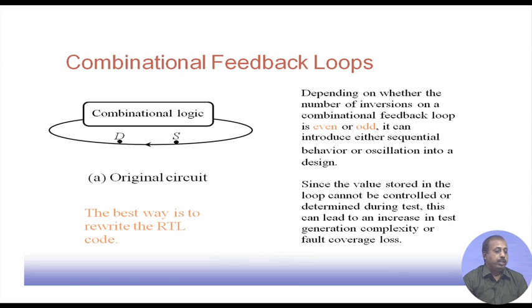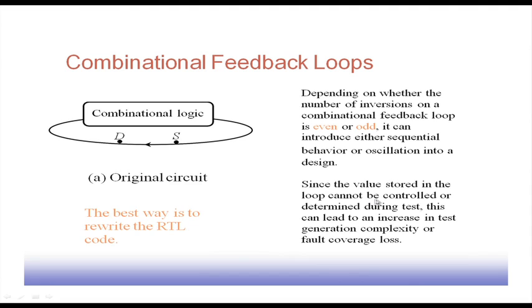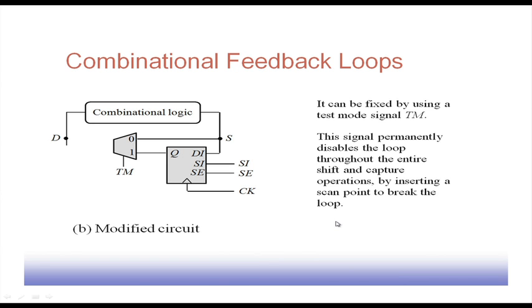So, that way we have got different undesirable behavior of this combinational logic. The best way to resolve this combinational feedback loop is to rewrite the code, and we have got a better design that does not have these combinational feedback loops. Because the value stored in the loop cannot be controlled or determined during test, this can lead to an increase in the test generation complexity or fault coverage loss. So, how to solve this problem?